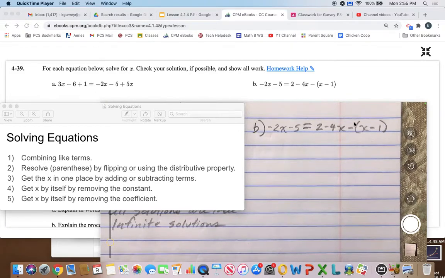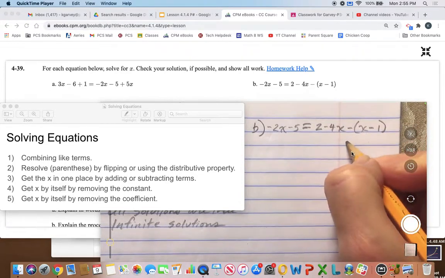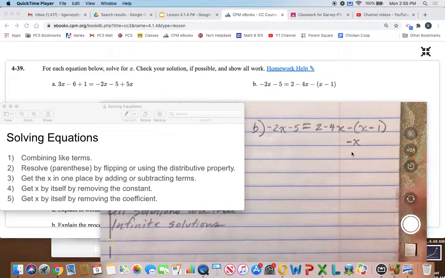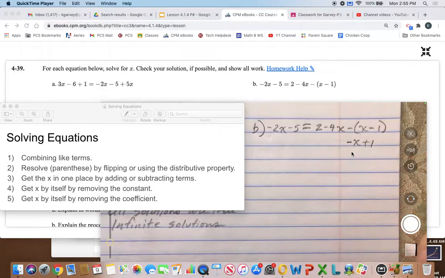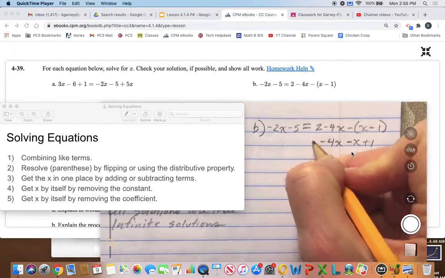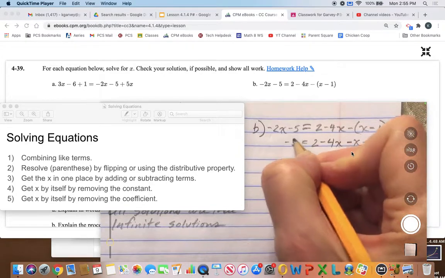So we've got a negative sign in front of here. So we can go ahead and flip the contents of these parentheses. The positive x becomes a negative x, and the negative 1 becomes a positive 1. And then we can just write the other terms as they appear, and we'll see what we have once we're done with that.